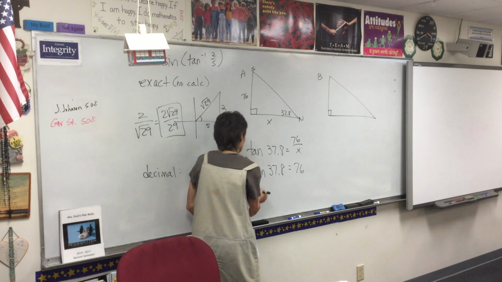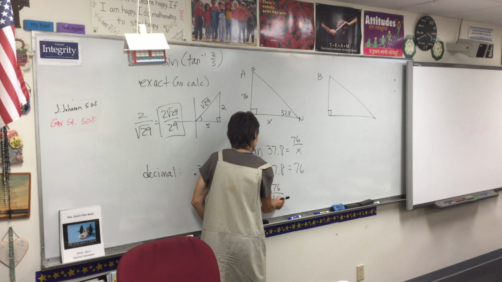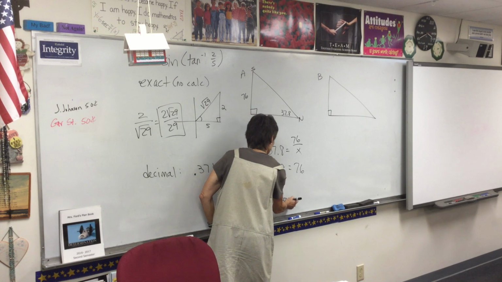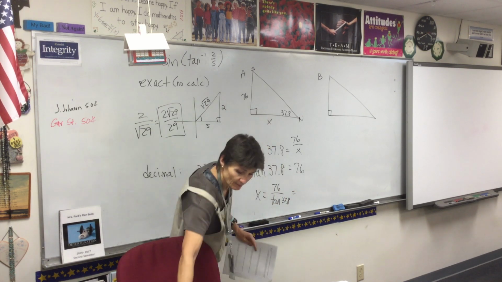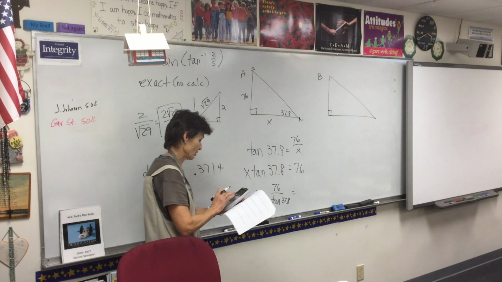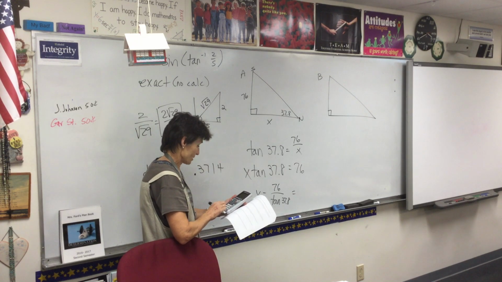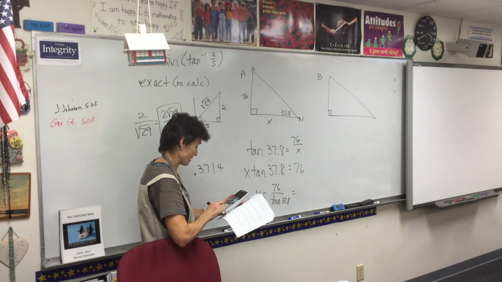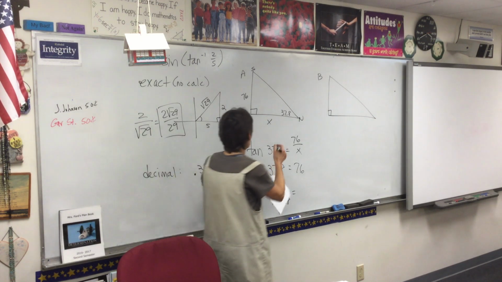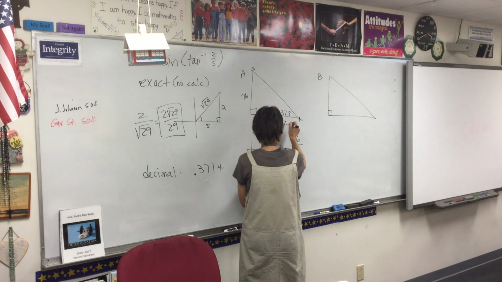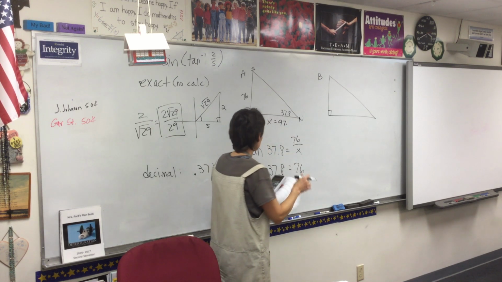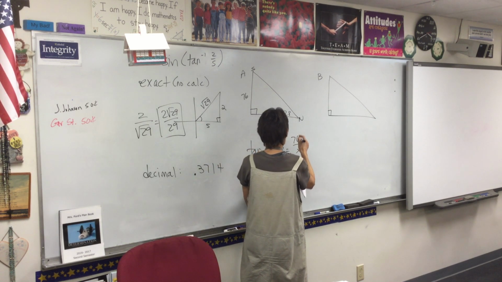76 divided by tan 37.8. Now, yep, whip out my calculator, type this in. I think I'm set in degrees. I want to make sure. Yep. So 76 divided by tan 37.8. I got 97, does it say that around? 197.98.